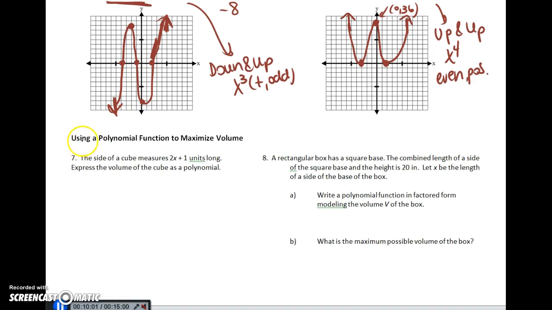All right, last but not least, today we have a couple word problems. So using a polynomial function, we're going to maximize volume.